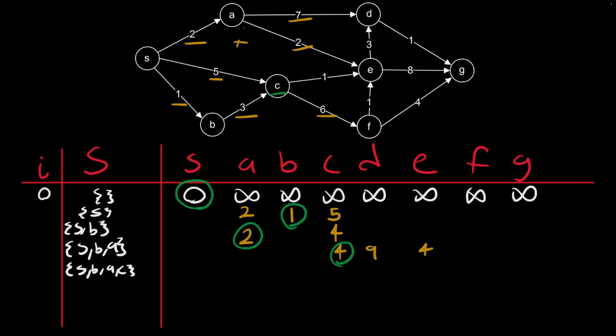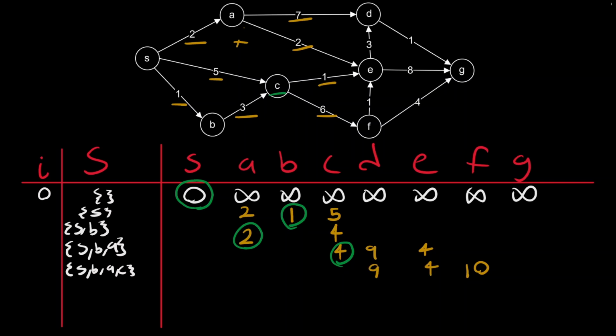From C, what do we see? We see F. 6 plus 4 would be 10, so F is 10. This route accumulates to 4, so that's 10. Now we see E, so 4 plus 1 is 5. It's not smaller than the 4 we already have for E, so we keep E where we found it. That's all we can do for this round, so let's copy down what we didn't lock in.